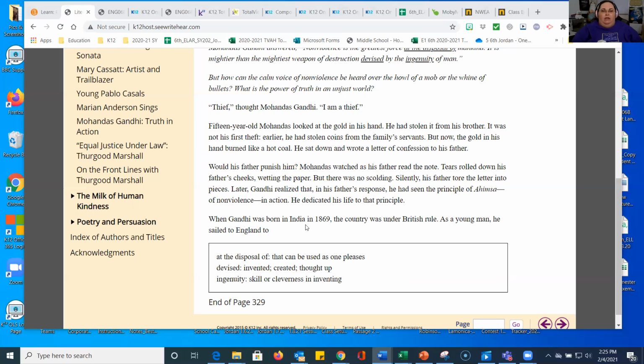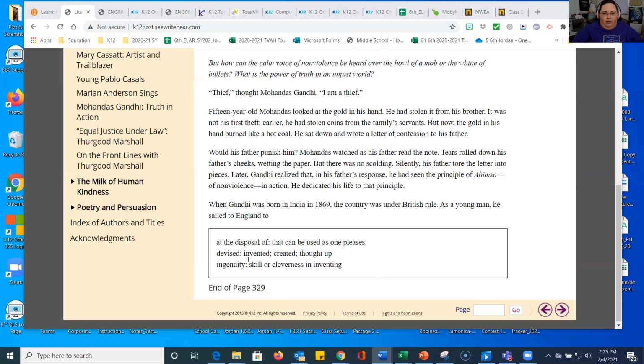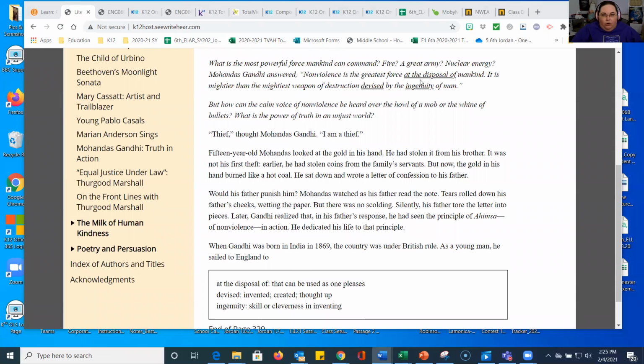When Gandhi was born in India in 1869, the country was under British rule. As a young man, he sailed to England, and we have a word.